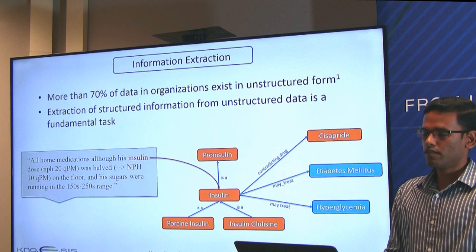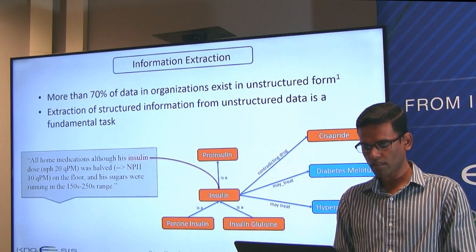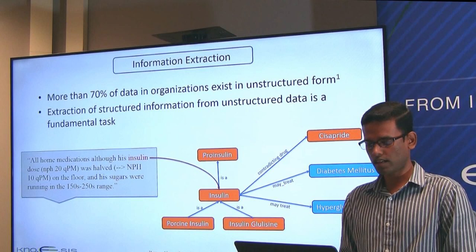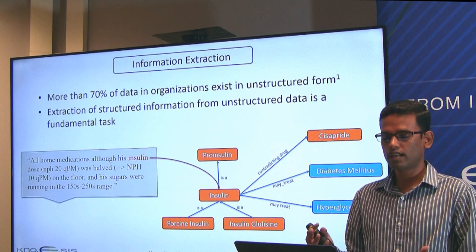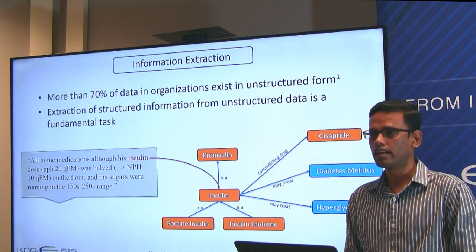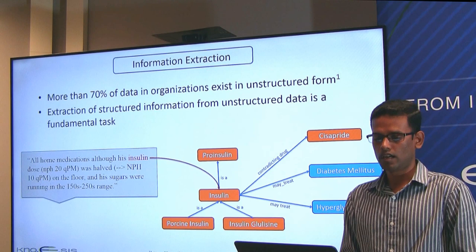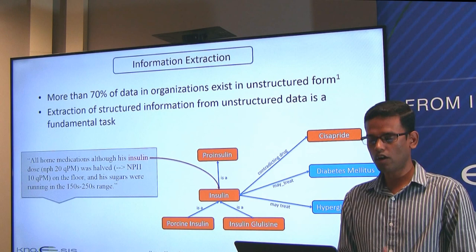So it's a well-known fact that more than 70% of the data in the world is unstructured. And the whole field of information extraction tries to extract structured information from the unstructured data. This process adds semantics to the unstructured text. For example, if you just know that insulin is an English word, we can't do much here. But if you get to know that it's a drug that can treat diabetes, that means you understand your text with more context. So this is the idea of information extraction: adding more semantics to the unstructured data.